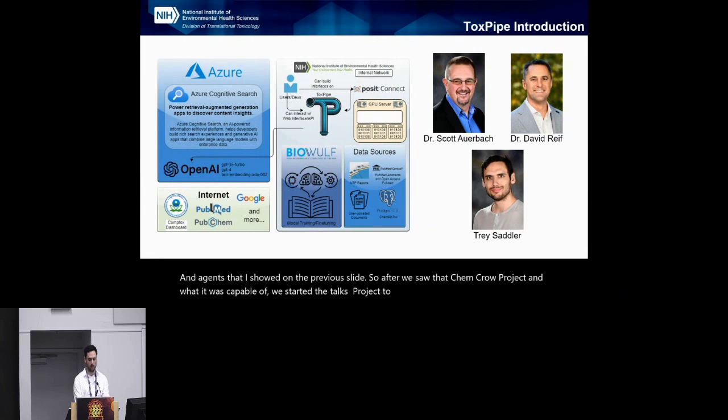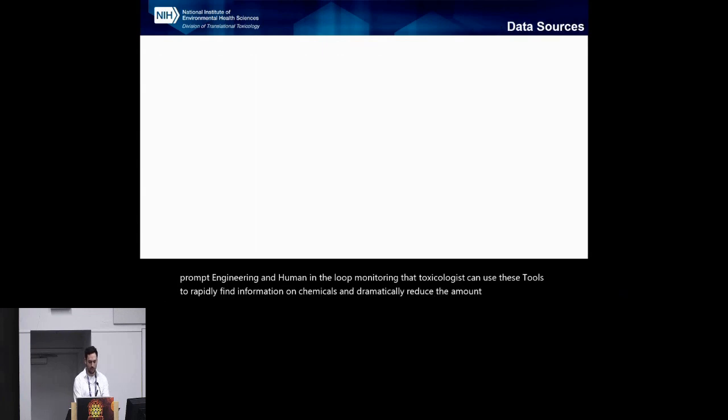After we saw that ChemCrow project and what it was capable of, we started the ToxPipe project to use LLMs to explore toxicological data using cloud resources and retrieval augmented generation. We wanted to analyze and interpret toxicological properties of various compounds. And we really wanted to enable scientists to explore diverse types of toxicologically relevant data through natural language instructions. There are so many data sets that were previously challenging to access and integrate into toxicological characterizations, but we think that by guiding the language models with prompt engineering and human-in-the-loop monitoring, toxicologists can use these tools to rapidly find information on chemicals and dramatically reduce the amount of time required to do so.